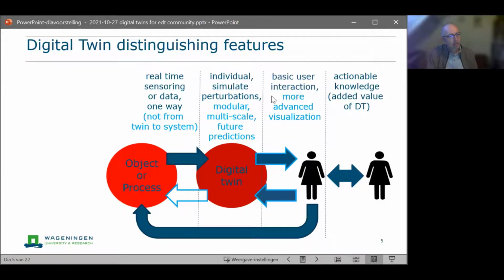The real strict requirements are shown in dark typed characters. In the more light typed, light blue letters, there are the optional qualities. Of course, it's not forbidden to have a connection from twin to the system. It would be nice to have a modular setup, a multi-scale modeling feature to be able to make future predictions, and more advanced visualization, of course, helps. But in order to have a strict separation, we adhered at least to the dark type characteristics.